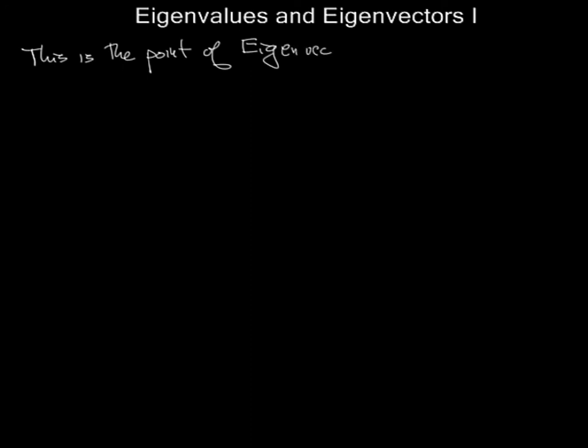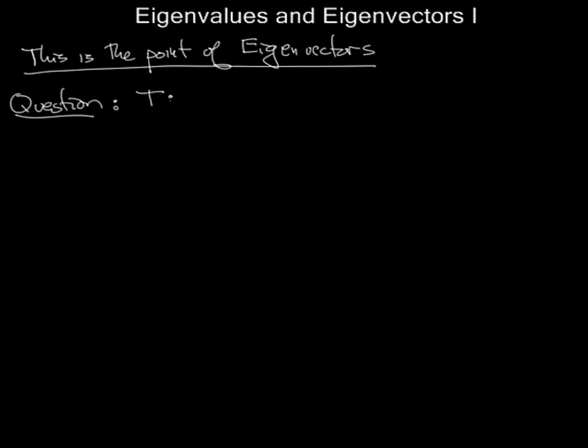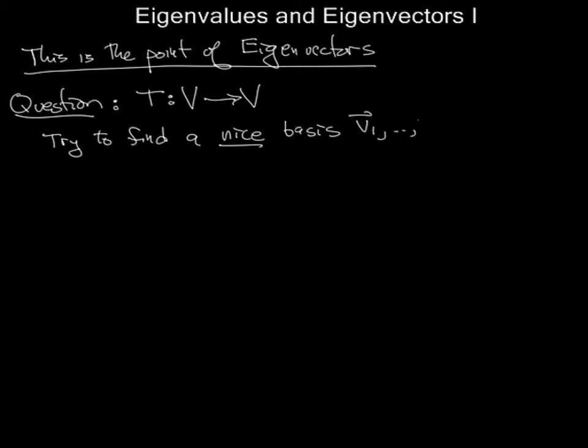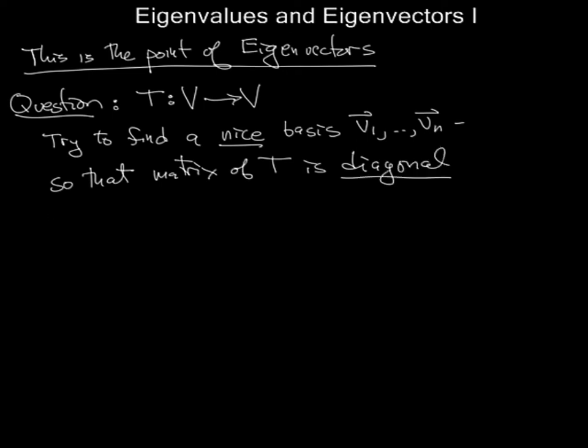And this is the whole point of eigenvectors and eigenvalues. That's exactly what they do for you. They allow you to think of such a linear transformation as a diagonal matrix. So I'm going to state this as a question. Suppose you have a vector space with a linear transformation, and our vector space is always going to be Rn. A natural question is to try and find a nice basis of the vector space, v1 through vn, so that the matrix of the linear transformation with respect to that basis is as simple as possible, and the simplest that it could possibly be is diagonal.